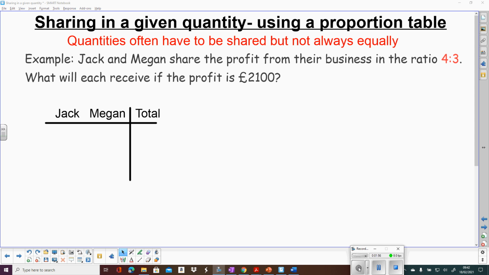Here we've got a table set up already. We've got Jack and Megan and total in our table. We know that Jack has 4 shares, Megan has 3 shares, which gives us a total of 7. We also know that the total of the profit is £2,100, so we can put that in over here on total. So the value of each part is £2,100 divided by 7, so we're multiplying by £300 each time.